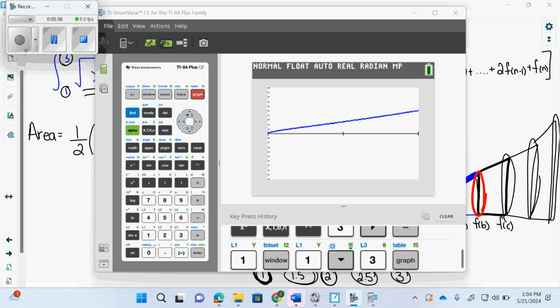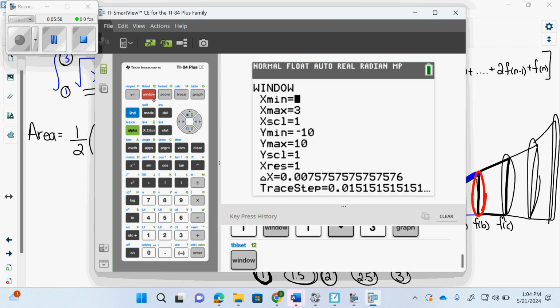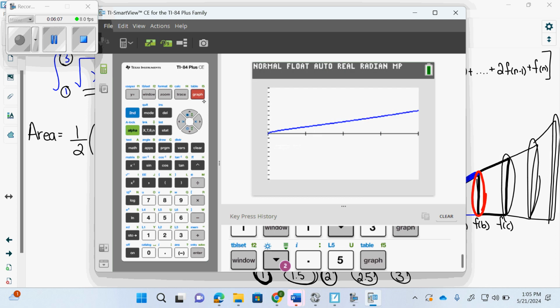Okay, I did the window from 1 to 3, correct? We have it going up by what? By 0.5 actually is our change in x, right? So I'm going to change my x scale to also be 0.5. So do you see how I would fit a trapezoid here, and then a trapezoid here, and then a trapezoid here, and then a trapezoid here? You see that? Yes? Okay. So I need f of 1. I need the height at 1, because that's going to get me the height of this side, correct?